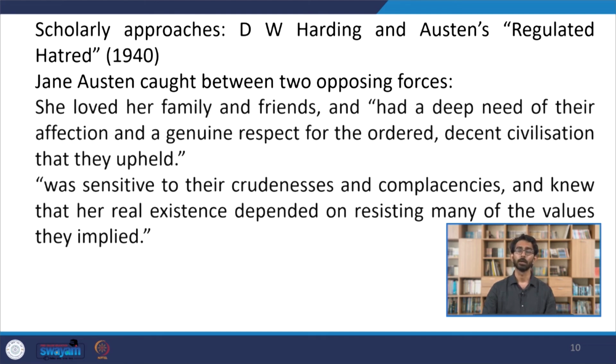That is to say, in Harding's words, Jane Austen was also sensitive to the crudeness and complacencies of the people around her, and she knew that her real existence depended on resisting many of the values they implied. So you can see how psychologically and socially this is a somewhat irreconcilable situation. And in this situation, Jane Austen's novels present themselves as a wonderful coping mechanism. Coping mechanism is a very modern phrase. In the 1940s, it did not exist, but we can use that phrase to understand how Harding interpreted Austen's novels.